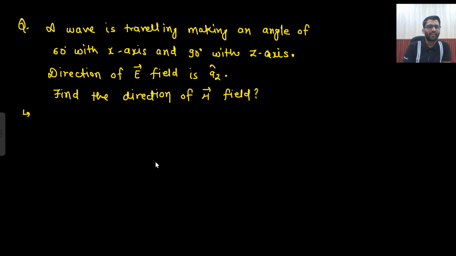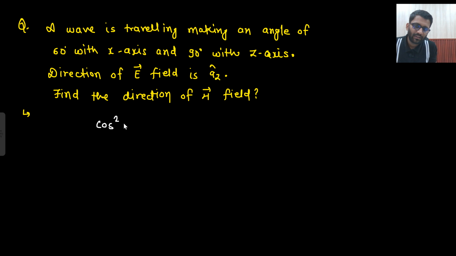A wave is traveling making an angle of 60 degree with the x-axis and 90 degree with the z-axis. The direction of the E field is given. You need to find out the direction of the H field. Try it on your own. You can do it, certainly. 60 degree angle with the x-axis and 90 degree with the z-axis. What will be the angle made with the y-axis? So let's find it out.